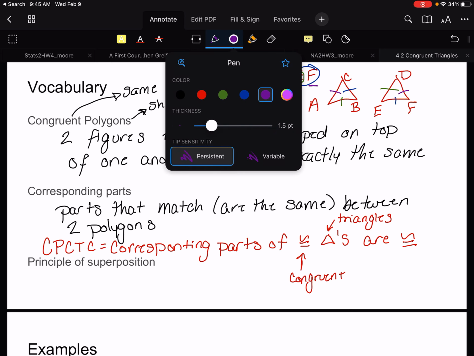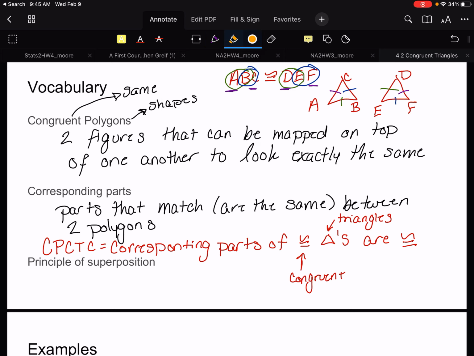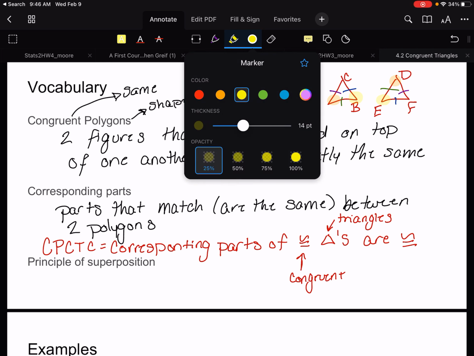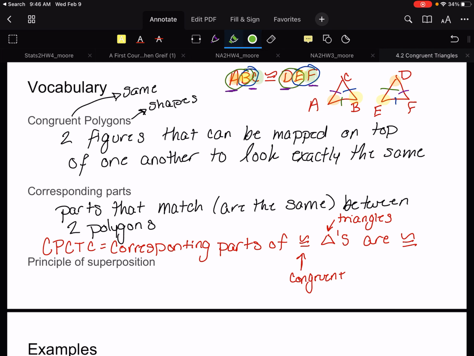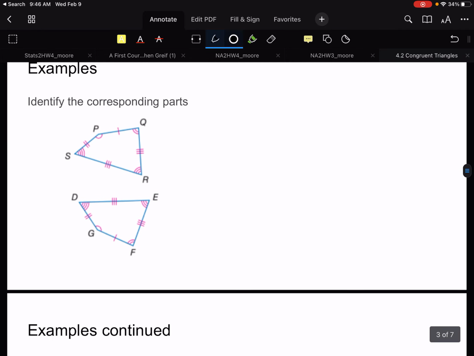And then your angles would be congruent as the letters. So A is congruent to D. And we'll go over this again in a second. B is congruent to E. And C is congruent to F. And finally, our last vocabulary word is principle of superposition, and it just means basically the same thing as congruent polygons. It's not a super important word, but it comes up.